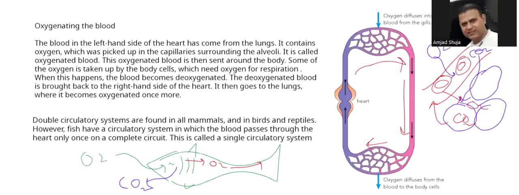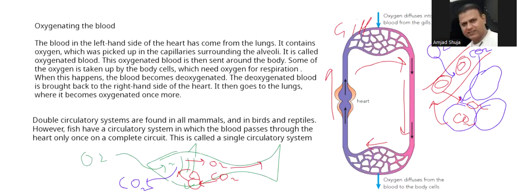The heart of the fish is just two-chambered, one atrium and one ventricle. When deoxygenated blood enters the heart, it is pumped again to the gill area. Again in the gills, oxygen from the water diffuses into the blood capillaries, and the blood becomes oxygenated.